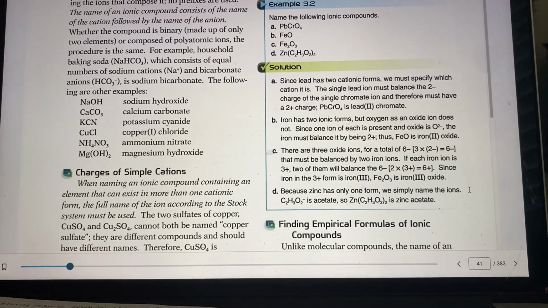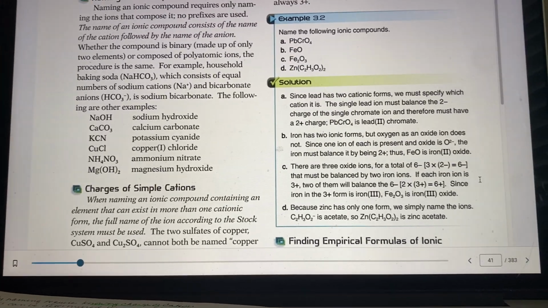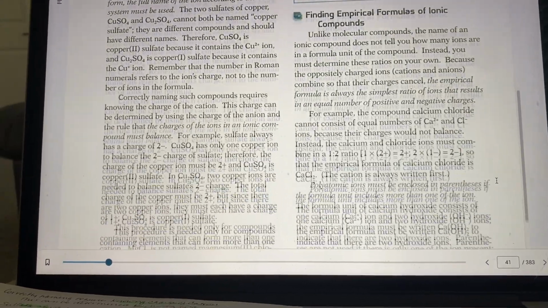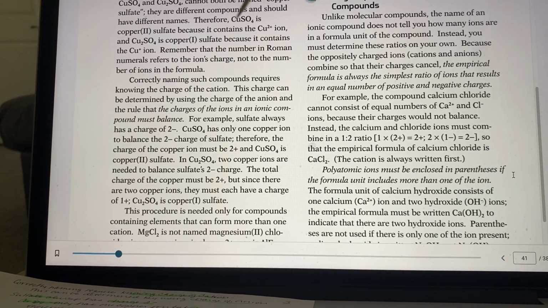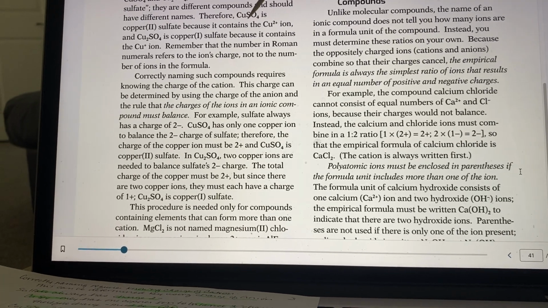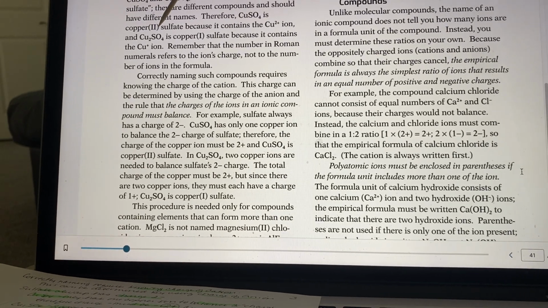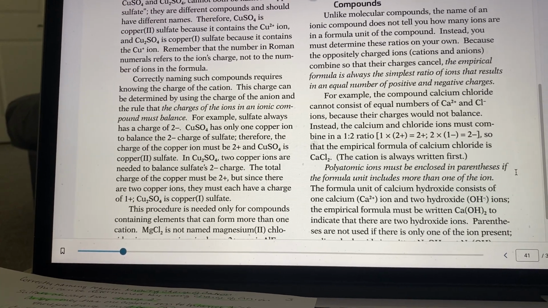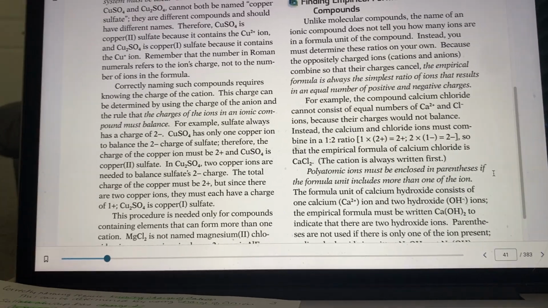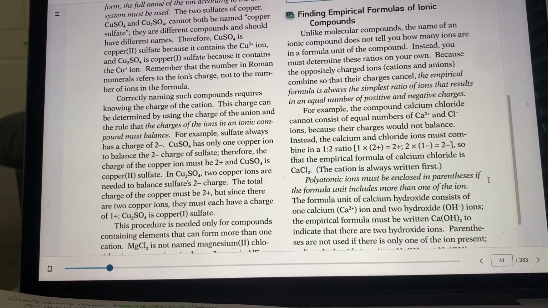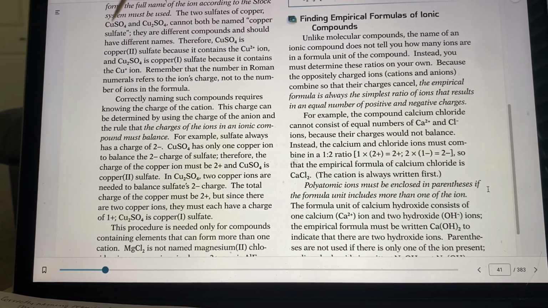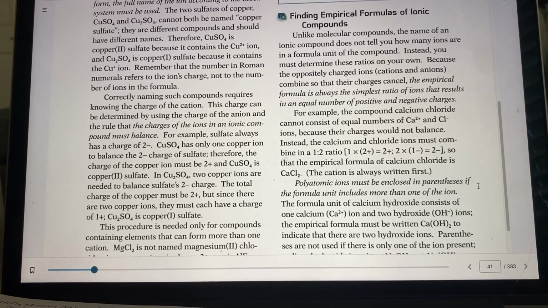Therefore, let's go up to the top here. So the different compounds should have different names. So copper sulfate is copper 2, and then we have copper 1. So you have to put down whether it's copper 1 or copper 2, because they'll be totally different ions. One has a 1 positive charge and one has a 2 positive charge. So you have to put these Roman numerals in there, and that's what we're going to learn how to do.